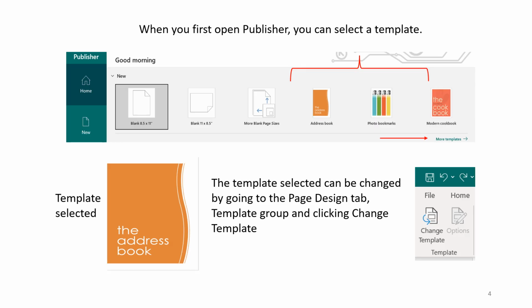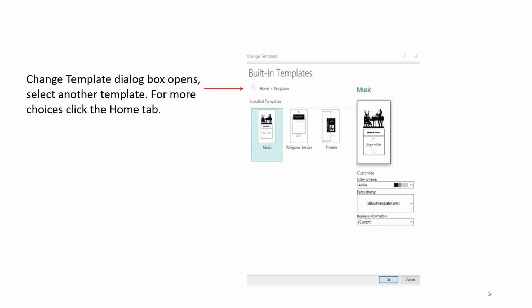Template selected. The template selected can be changed by going to Page Design tab, Template Group, and clicking on Change Template. The Change Template dialog box opens. Select another template. For more choices, click the Home tab.